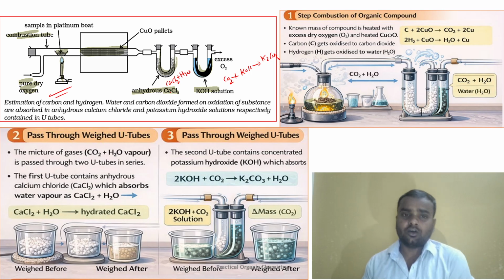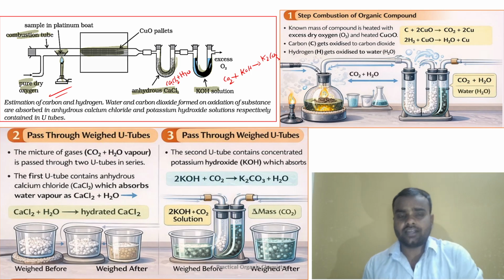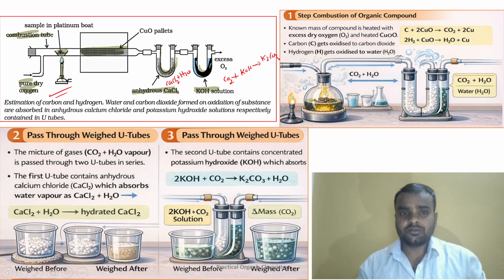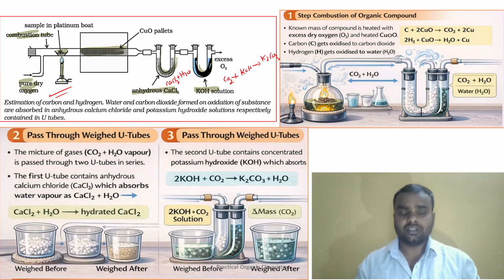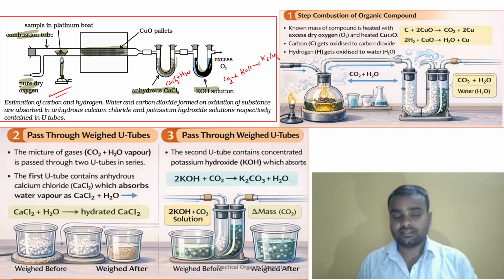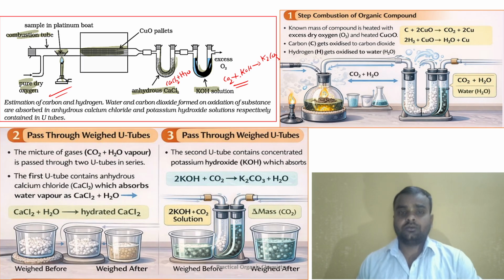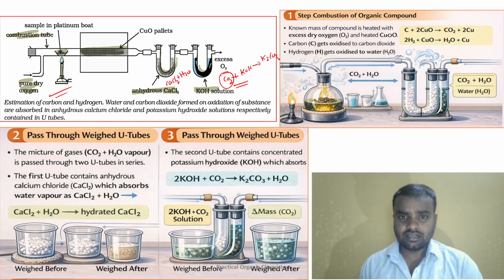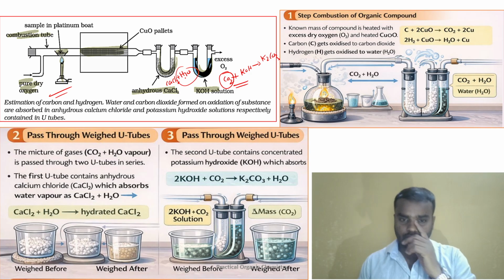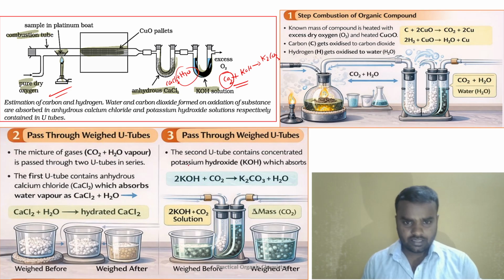So initially how much mass of calcium chloride is present, and after absorbing the water, how much has the mass increased. We will do the same for KOH in the case of CO2 absorption. By doing this, we can estimate the CO2 as well as H2O. Now let us see the process in a clear picture.